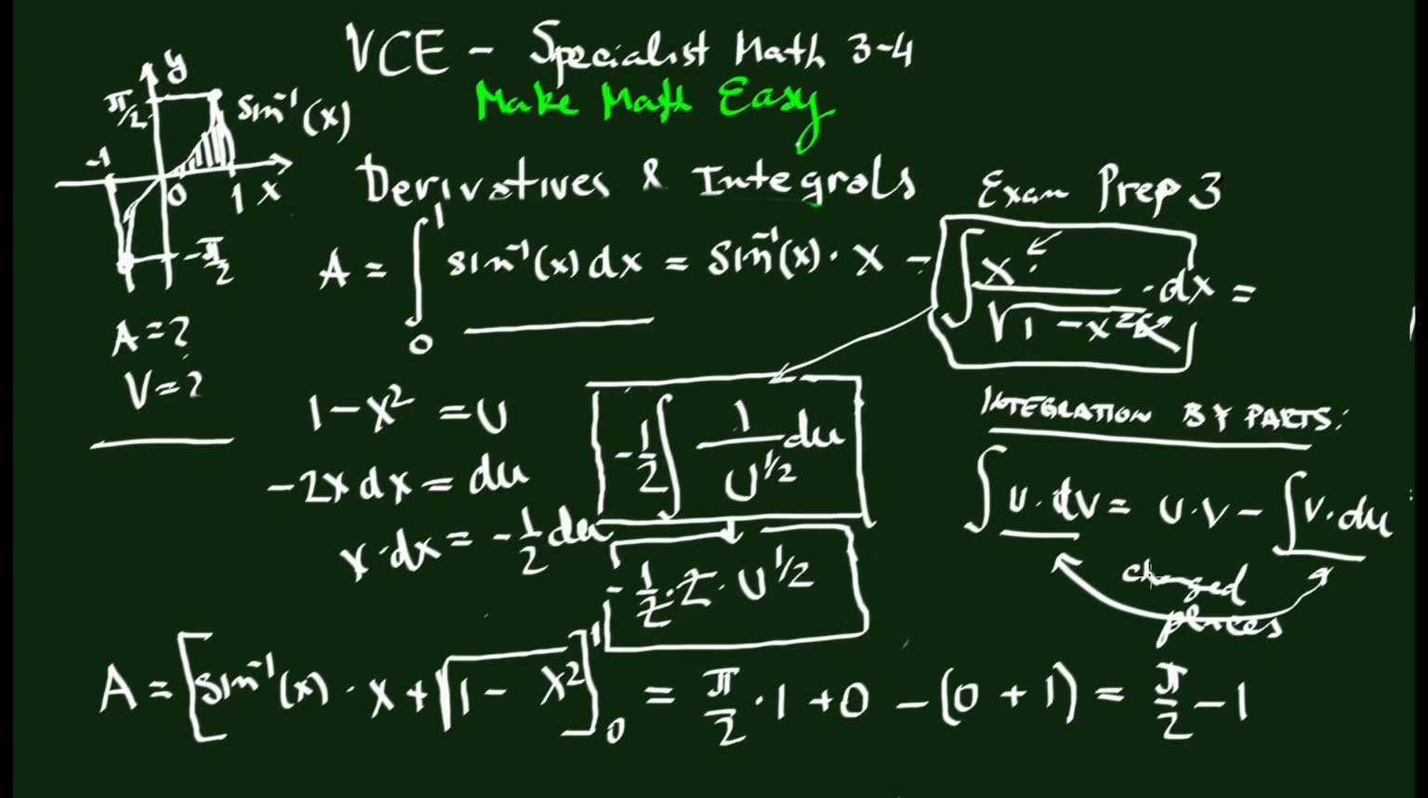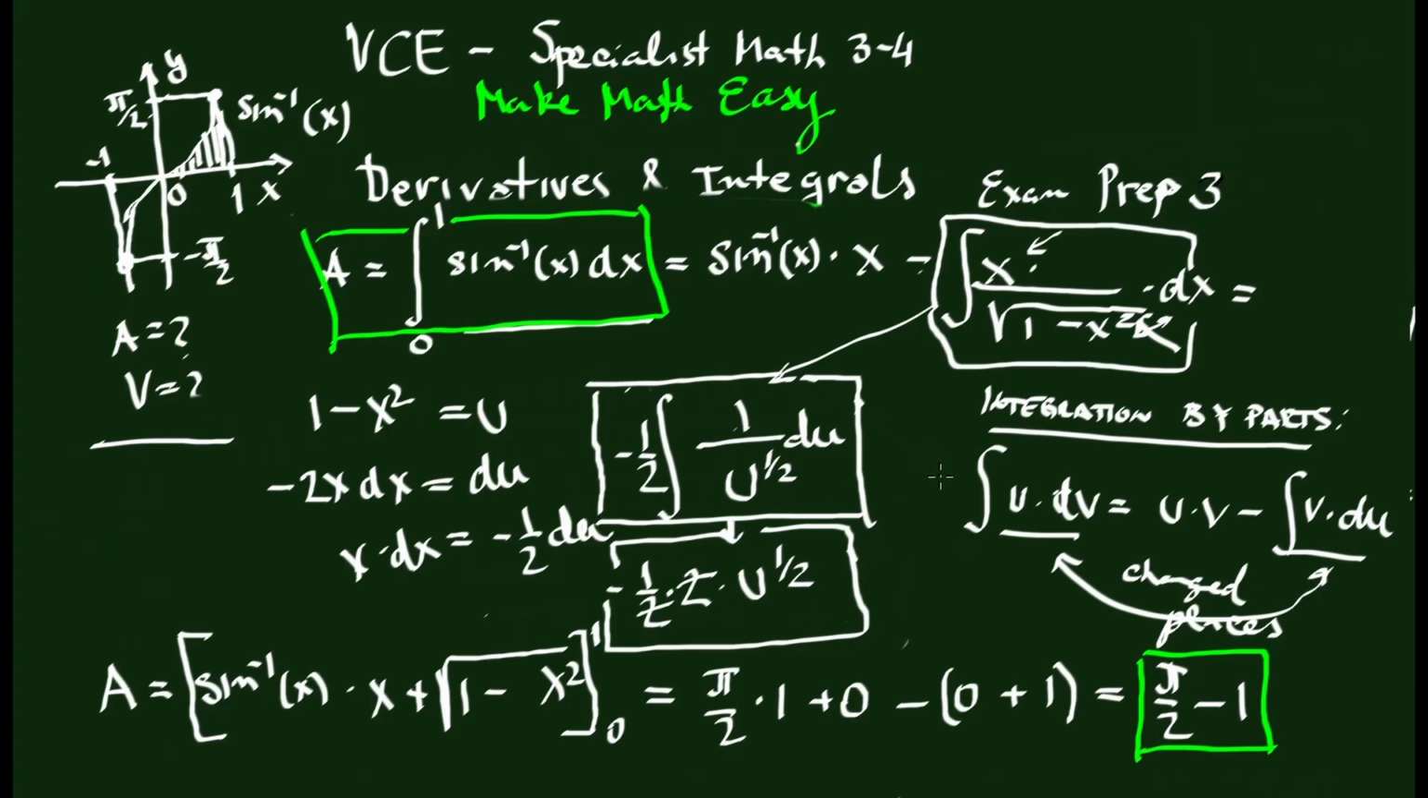And that's our solution. Our solution is pi/2 minus 1. That's our integral. The area.